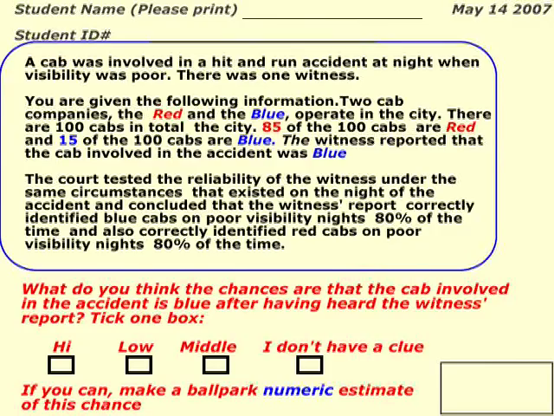Can I grab one of these? You can talk with your neighbor if you like. I'm not worried very much about the independence of your answering here. It's just, how do you think about this?